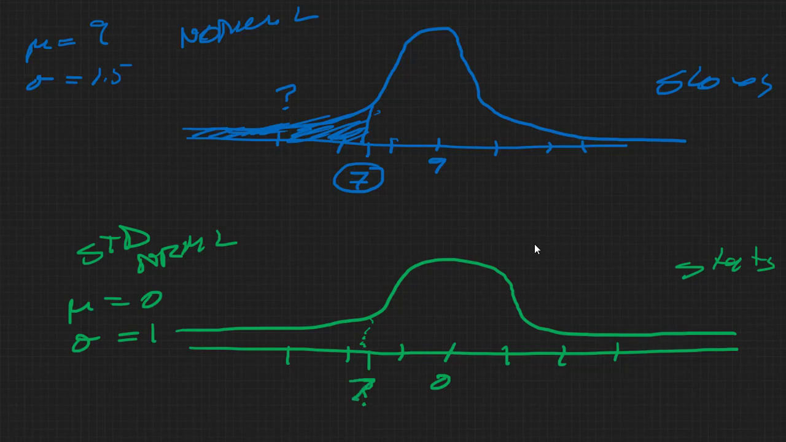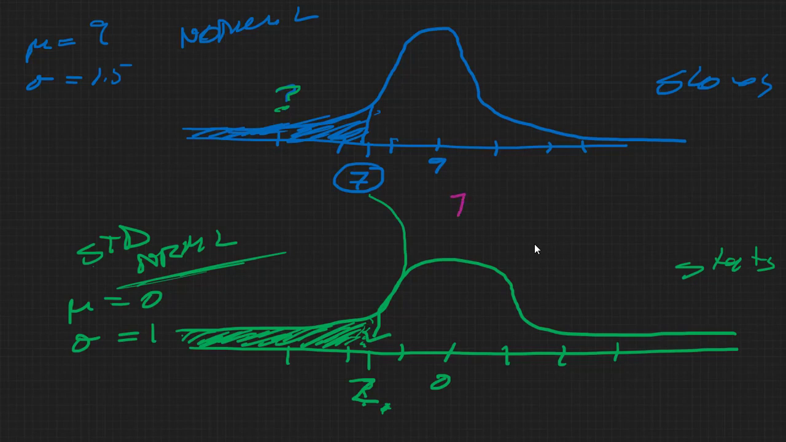Let's call this z, or z sub 1 or z sub 7, or whatever. Let's just not worry about that. And say, hey, look, I don't know what this is, right? But I do know what this is. On the standard normal curve, I know what this number looks like. So how do I get from here to here? Well, what I have to do is a standard normal conversion.